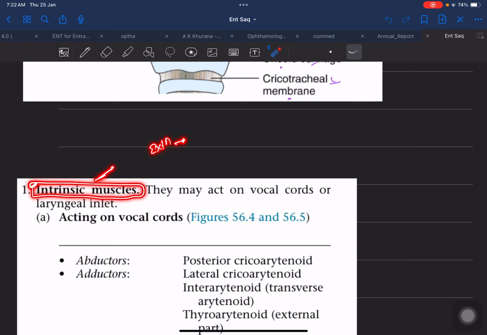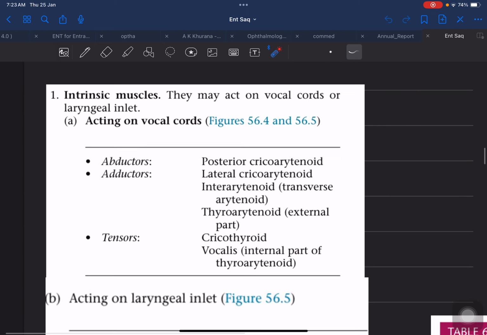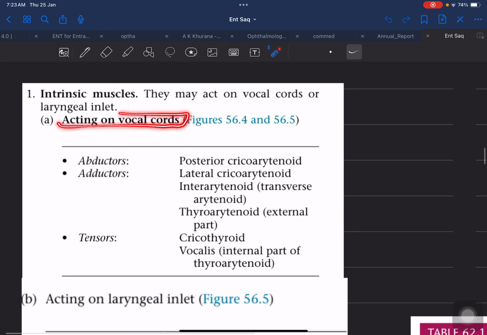Intrinsic muscles act within the larynx and help to attach laryngeal cartilages to one another. They act on the vocal cord and the laryngeal inlet. These are divided so that one group acts on the vocal cord and another acts on the laryngeal inlet. The ones acting on the vocal cord are divided by the functions they perform: abductor, adductor and tensor.